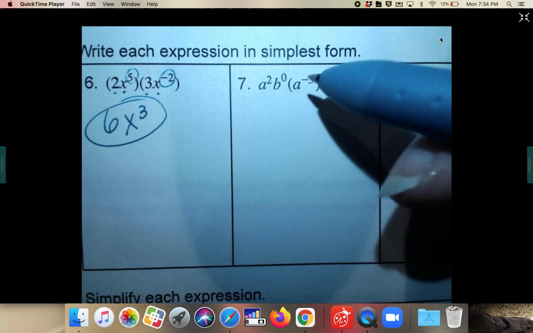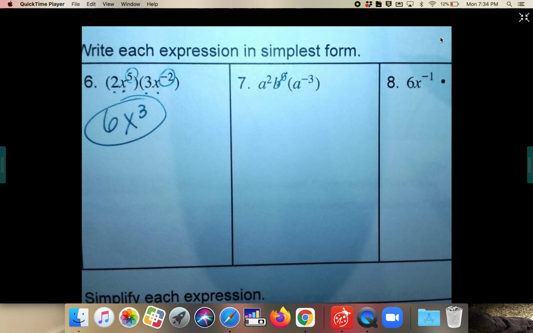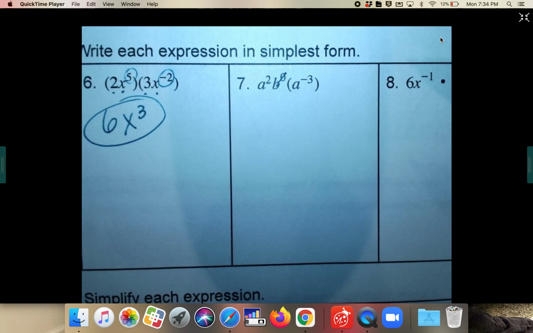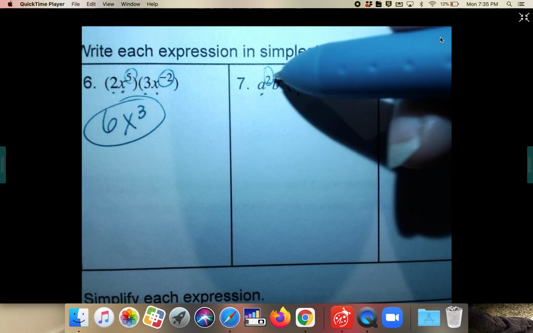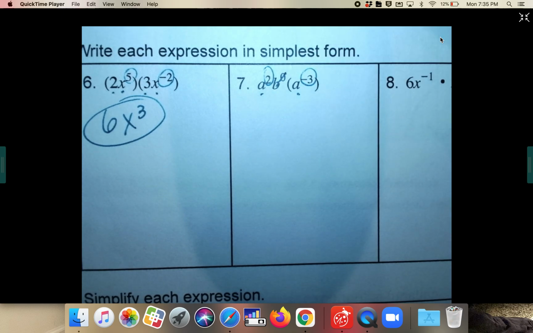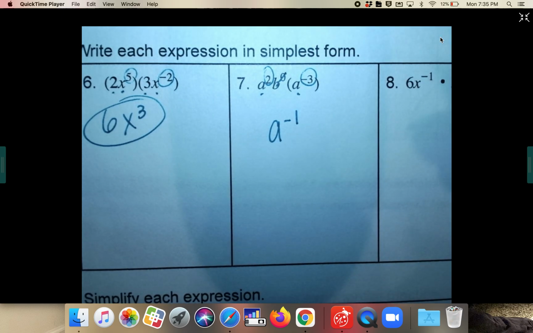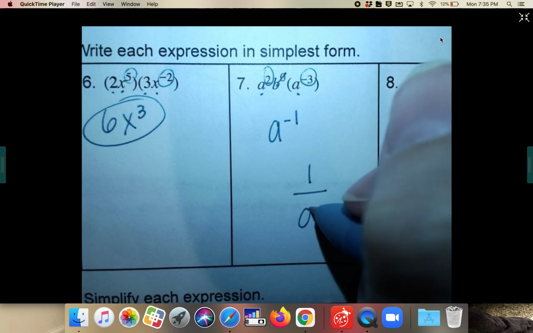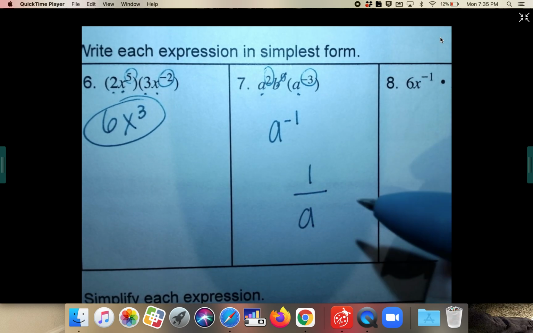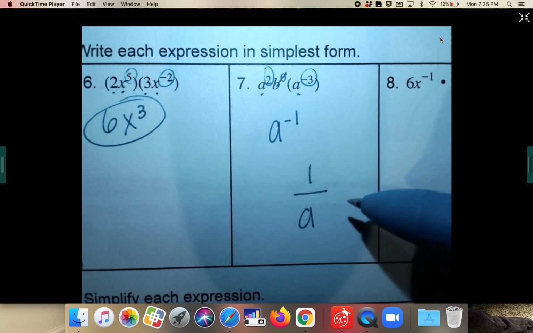Number 7, I see a b to the 0. I'm going to go ahead and just cancel that out because that's going to be 1. A and A are the same bases, so we can add their exponents. 2 plus -3 is a to the -1. Can't have -1, so it's going to flip to the bottom under a 1 and become a +1, but you don't really need it. That's more simplified just to leave it off.